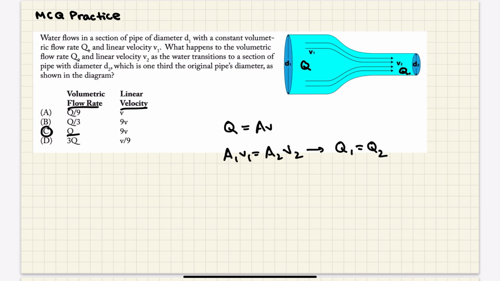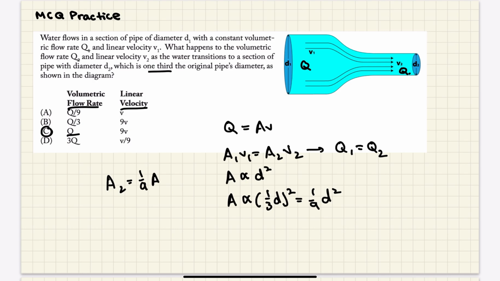But that isn't really that fun of a problem then if we don't have to do anything. So let's just double check our answer by calculating the linear velocity. We know the area is proportional to the diameter squared. It's actually proportional to the radius squared, but the diameter is proportional to the radius. So we can just say the area is proportional to the diameter squared. And this diameter is D1, that's D2, which is 1/3. So the area here is proportional to 1/3 of this diameter squared, which is 1/9 of the diameter squared. And so this area 2 is equal to 1/9 of area 1.